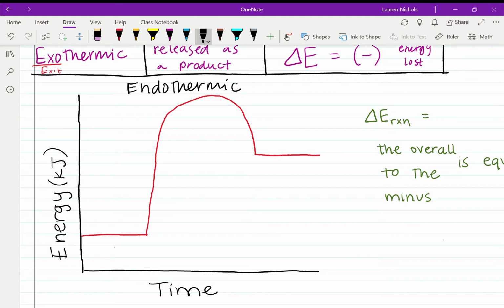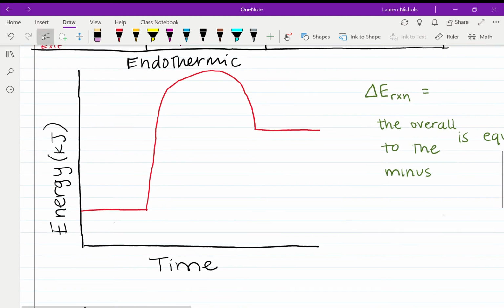The reason why is we can see on our graph we have energy on our y-axis measured in kilojoules, which we will talk more about later. That's our unit. And then time on the x-axis. So if we talk about time, that means at the very beginning, we're over here in this side. So this part here is the energy of our reactants. So ER is our energy of our reactants.